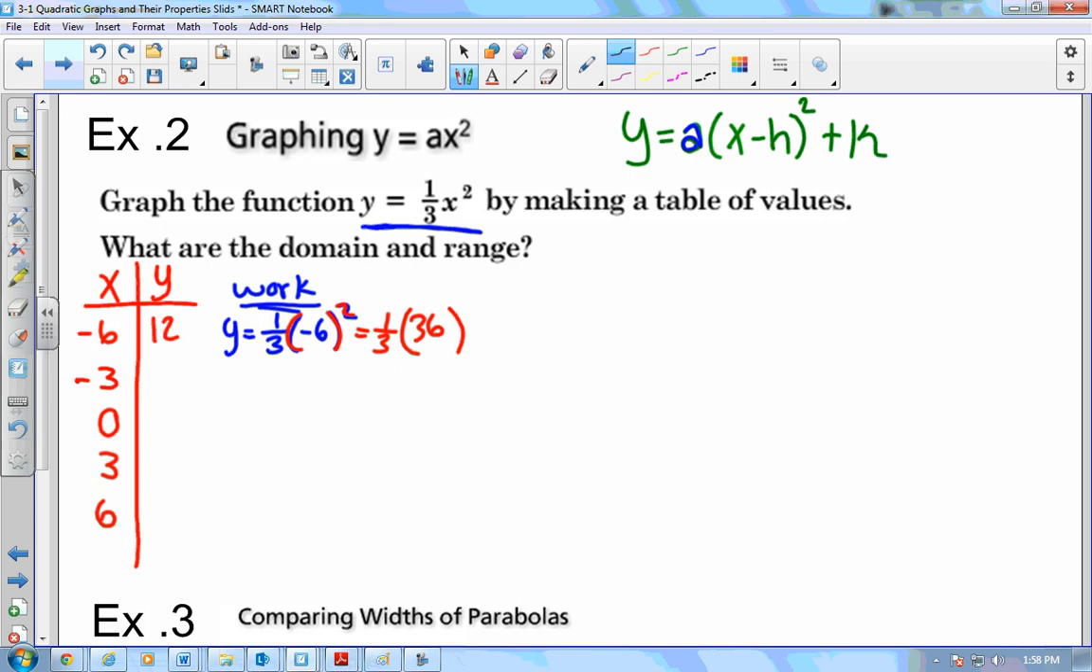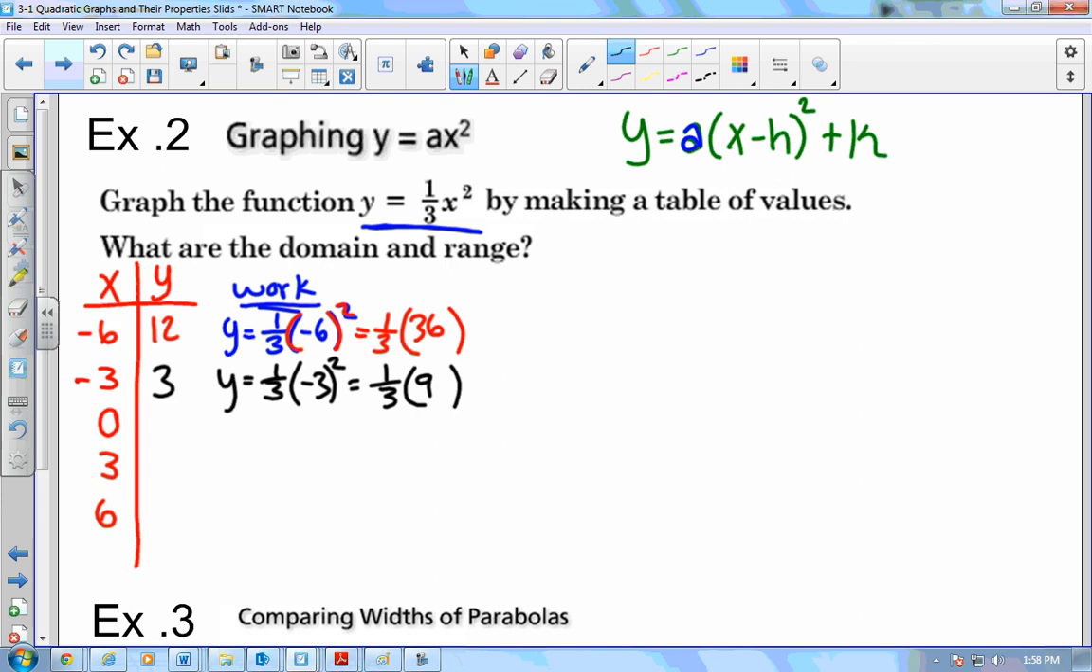Okay, let's do work for the next one. Y equals 1/3 times -3 squared. And exponents first on this example. Rika, with the exponents first, what's -3 squared? Good, 9. And then 9 divided by 3, because timesing by 1/3 is the same as dividing by 3. 9 divided by 3 is, careful, not 1, 3.